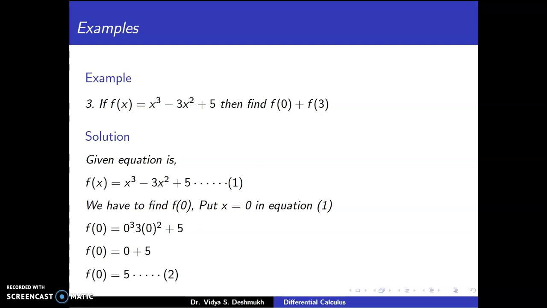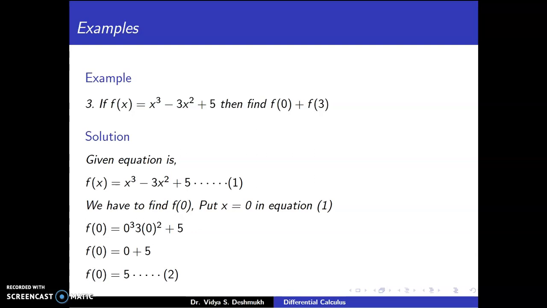The example is here, if f of x equals x cube minus 3x square plus 5, then find f of 0 plus f of 3. Okay, म्हणजे ह्या एक्झाम्पल मध्ये विचारलं काय आहे की f of 0 plus f of 3 काढा, and f of x is given here. So in the solution, the given equation is f of x is equal to x cube minus 3x square plus 5, that is our equation 1.